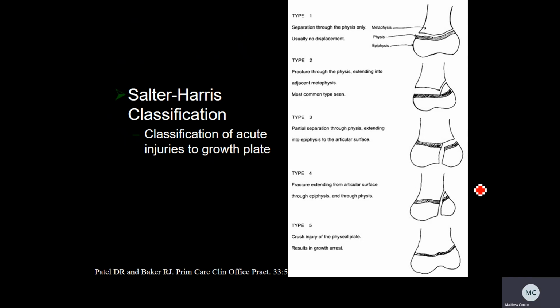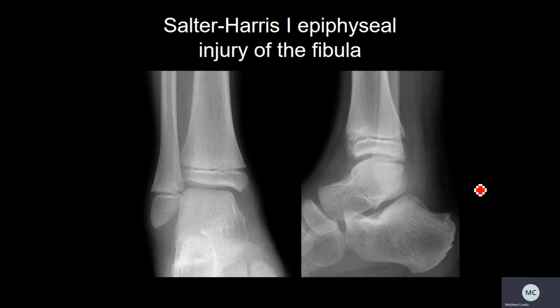We've gone over Salter-Harris classifications for epiphyseal plate fractures. A lot of those same rules still apply to our foot and our ankle. So just be aware, same rules, same classification system, nothing's changed. This is a type 1 fracture. Now note, this is a type 1 fracture of the fibula, not necessarily the tibia.